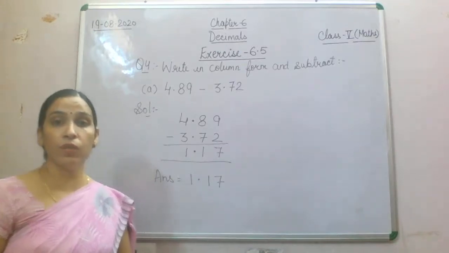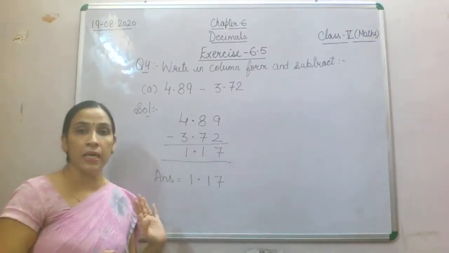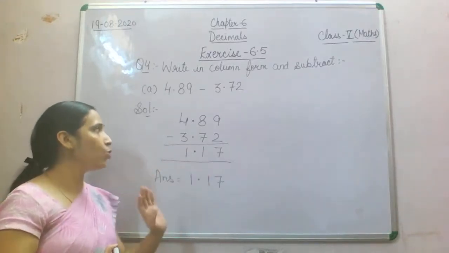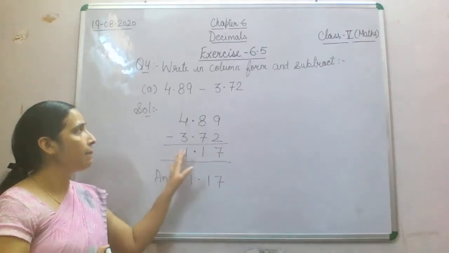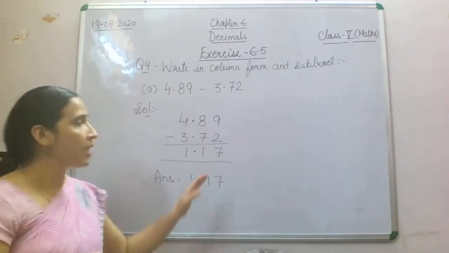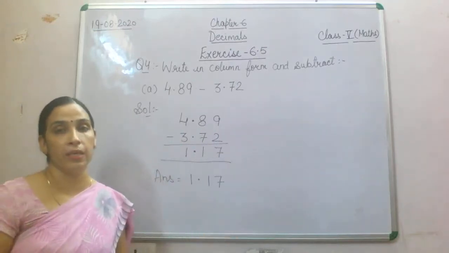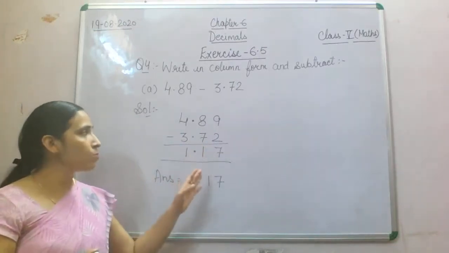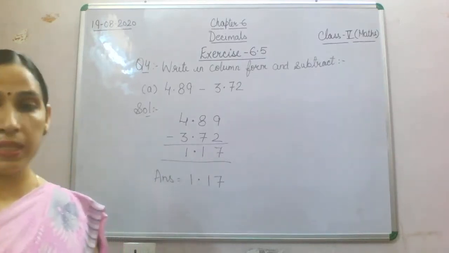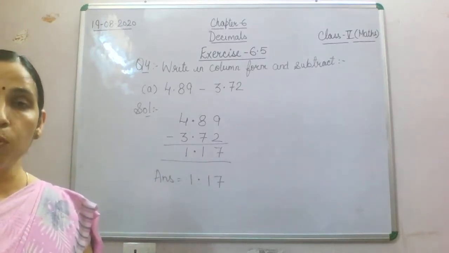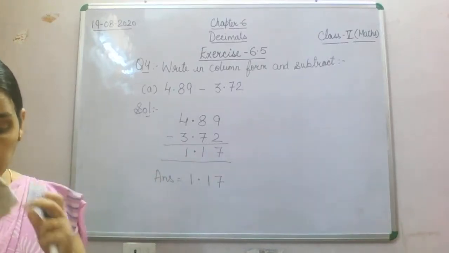Quite simple. What we have done? We have been given two decimal numbers. Both have two decimal places. And just arrange them into column. The bigger one will be written first, 4.89 minus 3.72, and then simply do the subtraction. Here you don't require to borrow anything, because the decimal places of the smaller number are also smaller. So this one question is quite simple.